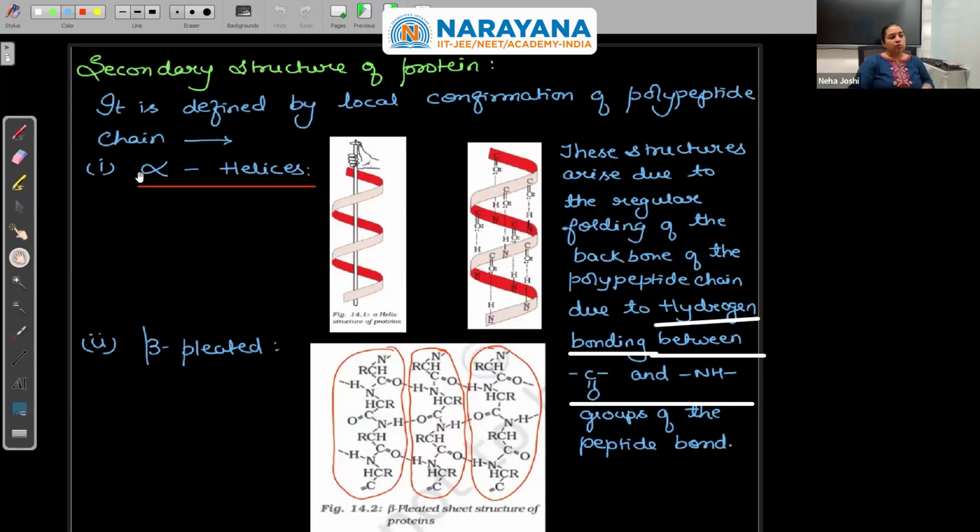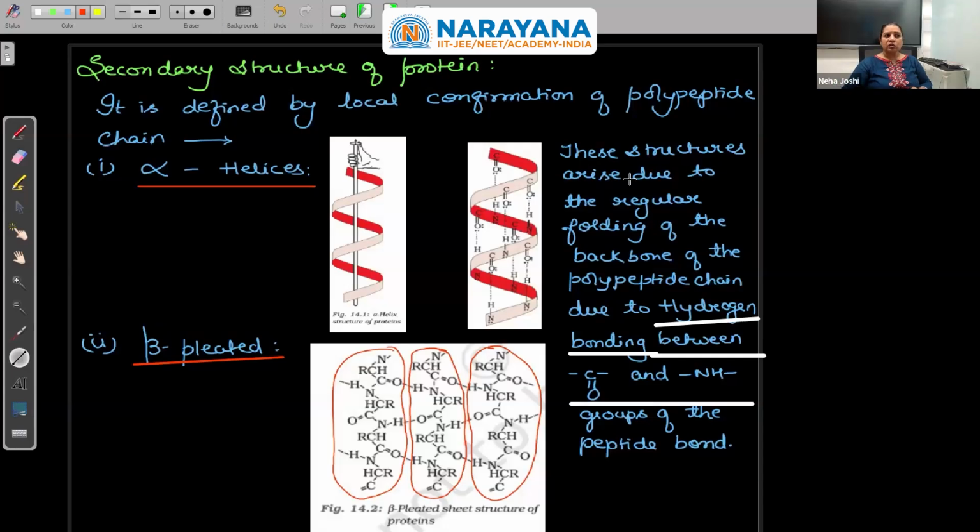So secondary structure of protein. Now let us see. By local configuration, we have 2 structures: one is the alpha helical, one is the beta pleated. Beta pleated is like the way we put curtains, or the pleats of a sari or a dupatta. So it is defined by local conformation of polypeptide chain, right? First is the alpha helices. So it is a right hand thumb rule.